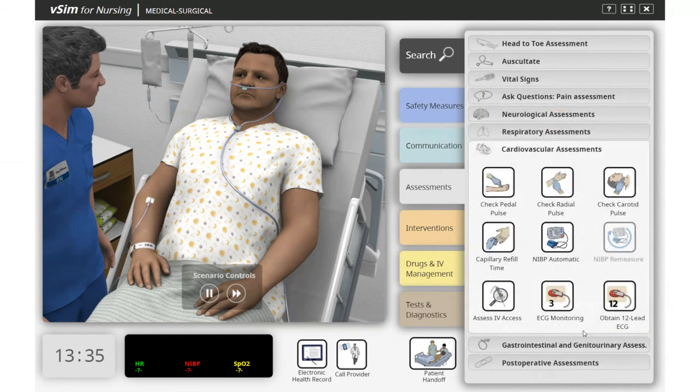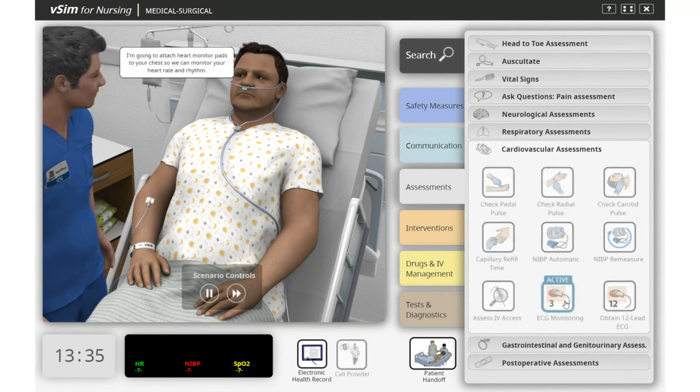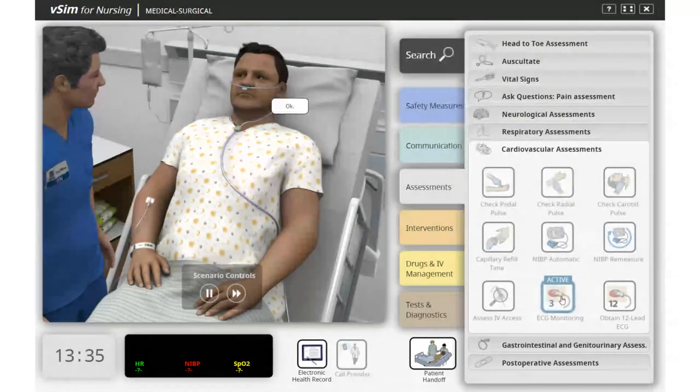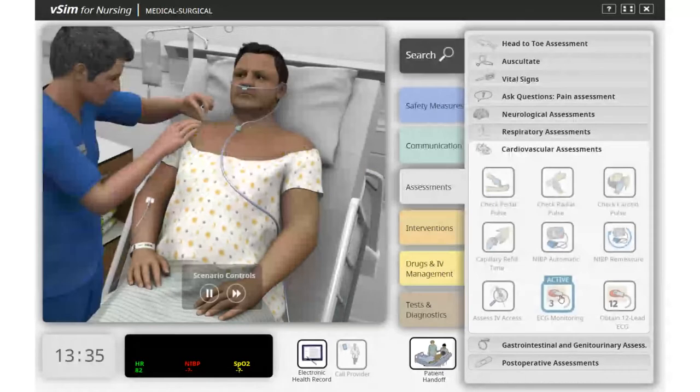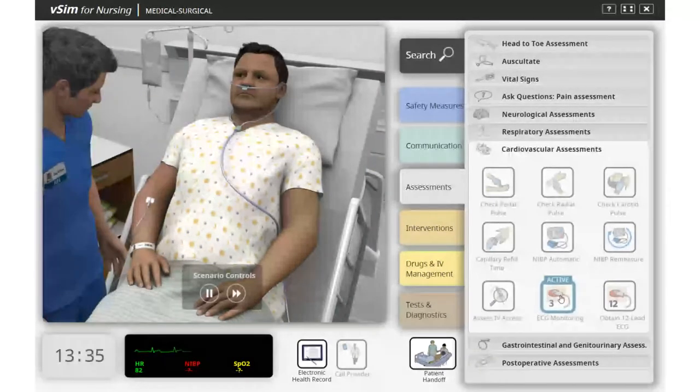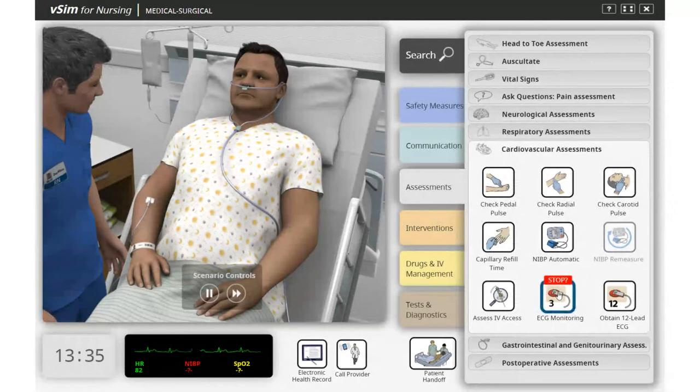Okay, and then I might roll on down here. And I do note that he requires his 3-lead ECG. I'm going to attach heart monitor pads to your chest so we can monitor your heart rate and rhythm. Okay, so currently his heart rate is at 82.